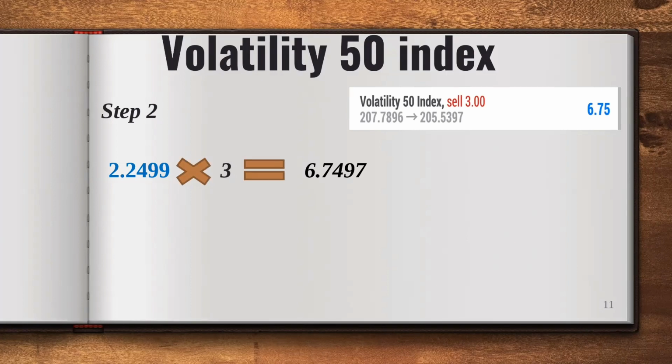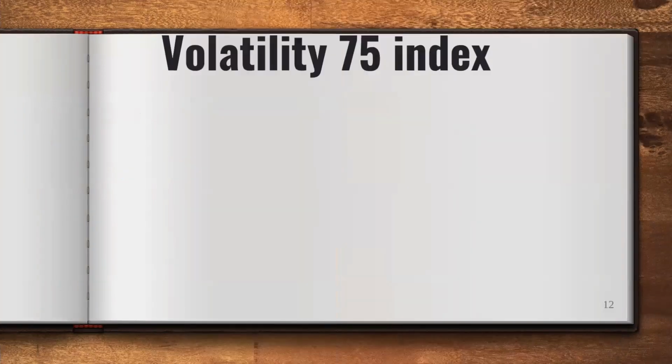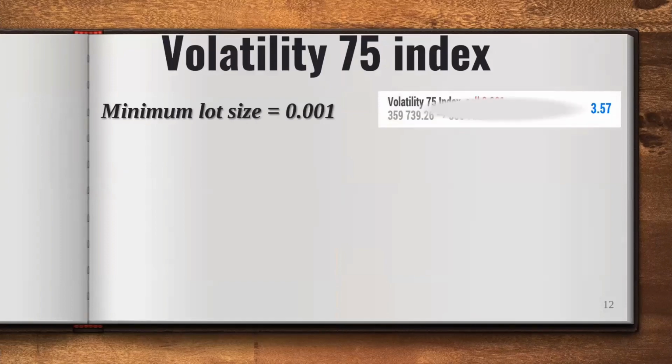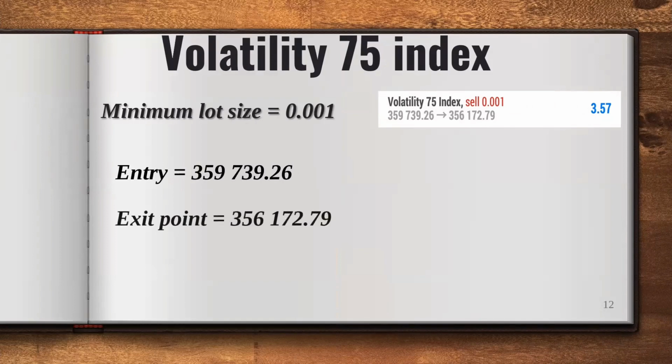Coming to our fourth pair, and that is Volatility 75 index. Our minimum lot size on Volatility 75 index is 0.001. As per the trade on the screen, our entry is at 359739.26. Our exit point is at 356172.79. Now, the steps to calculate risk on Volatility 75 index.